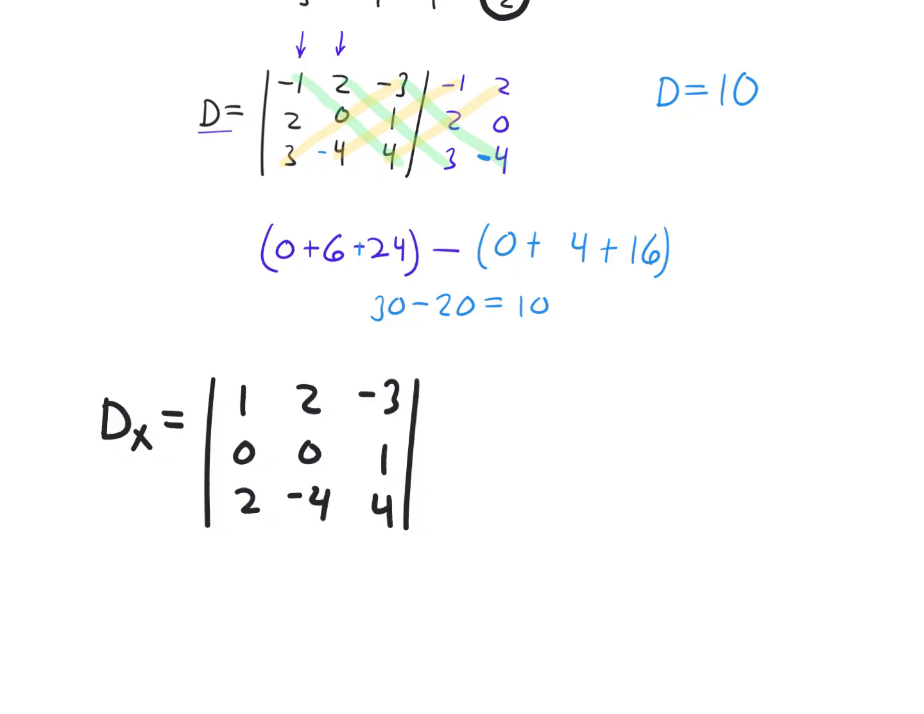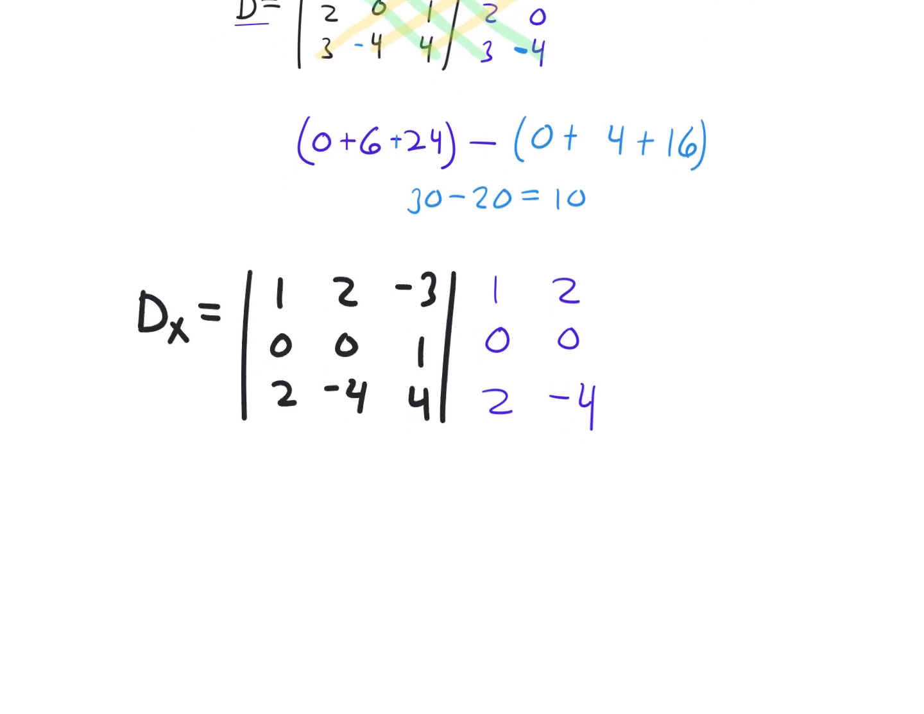And then once again, we're going to copy our 2 columns. So 1, 0, 2, 2, 0, and -4. And then you're going to find these determinants, or this determinant, right? So we're going to do 1 times 0 times 4, which is going to get you 0. 2 times 1 times 2, which is going to get you 4. And -3 times 0 times -4, which is 0.